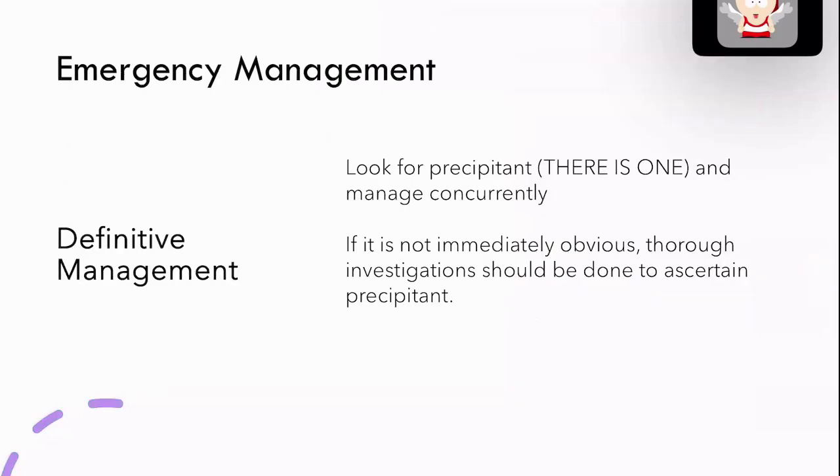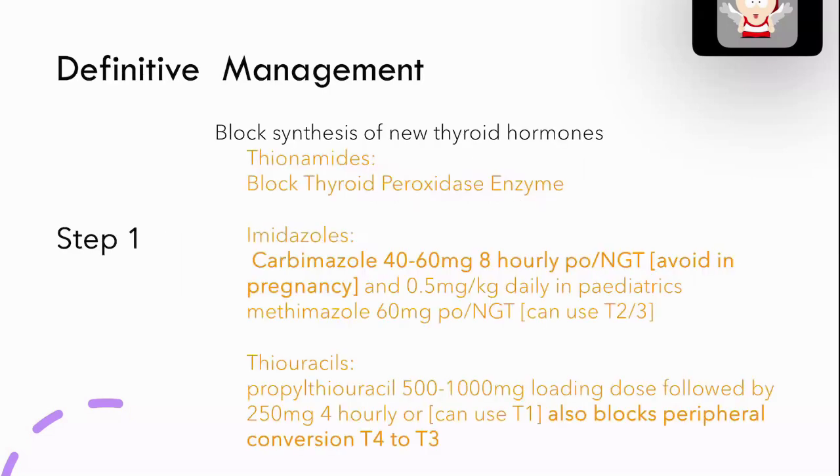And then before we get into the definitive management, just a note to look for the precipitant. There always is one. So manage that concurrently if you can, whether it's sepsis in the case of a pregnant or sick gynae patient, also get obs and gynae involved early. If this precipitant's not immediately obvious, then thorough investigation should be done to ascertain the precipitant.